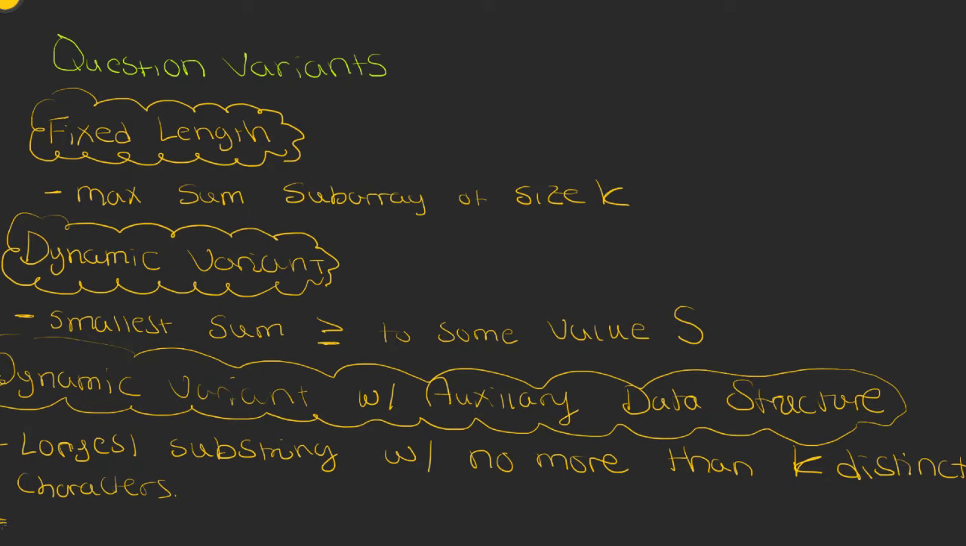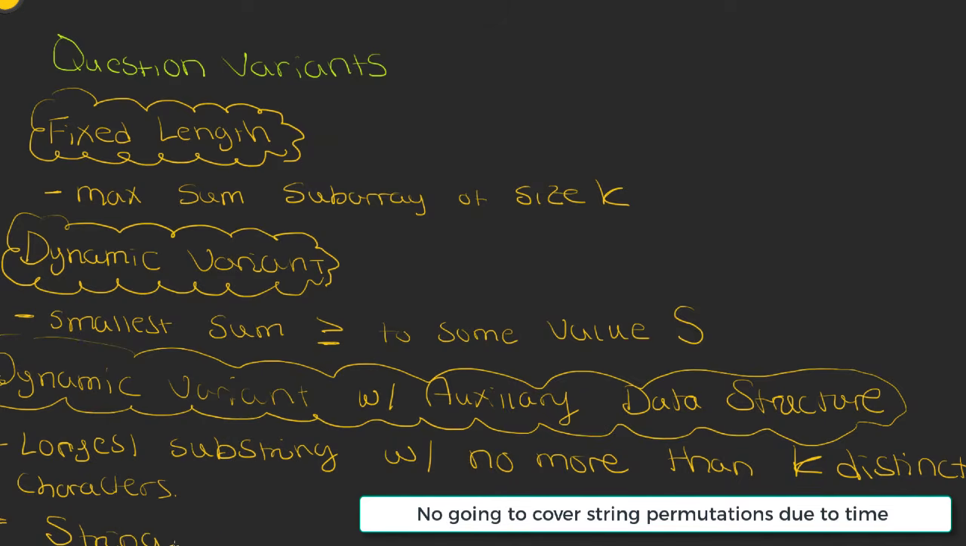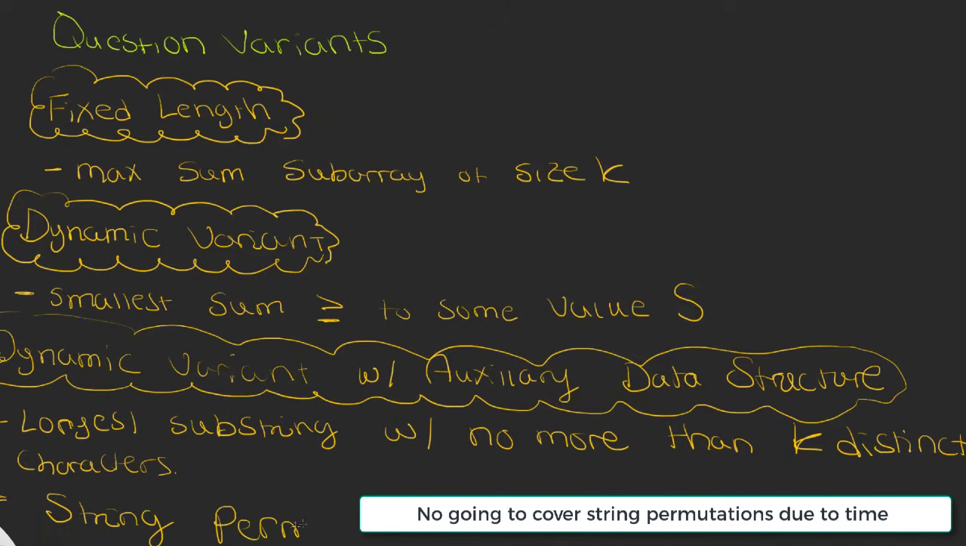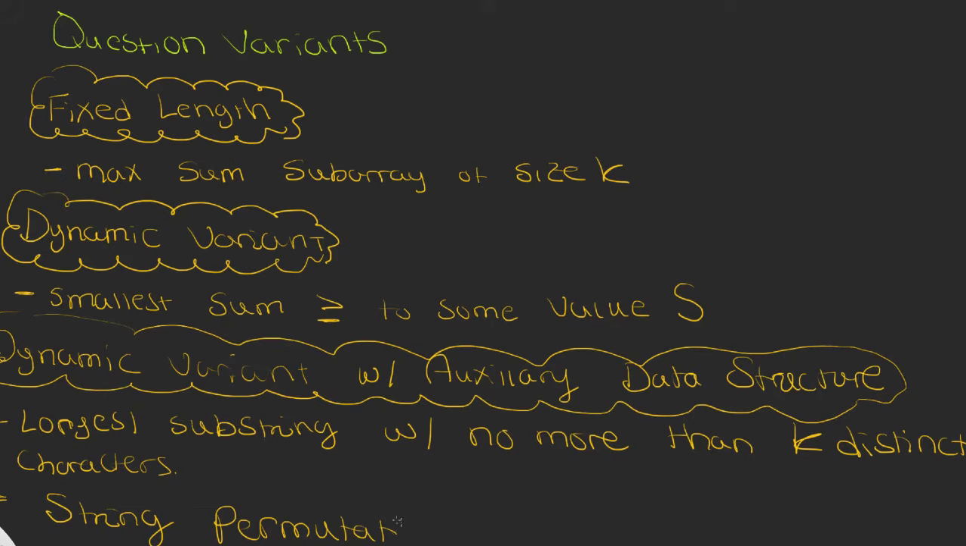And the final one that we'll look at is string permutations. So you can imagine that we're given a large input string and you're given another string, and you're basically asked, does that second string exist as a permutation of the parent string? So these are all questions that we're going to look at today.